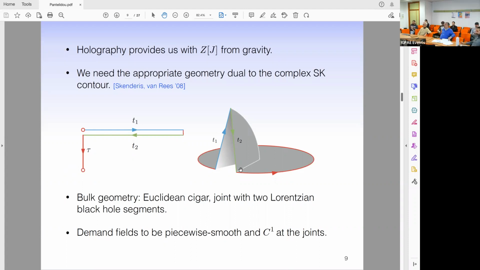Okay, thanks. So I have another question. Is this prescription different from the one of Glorioso and Liu?